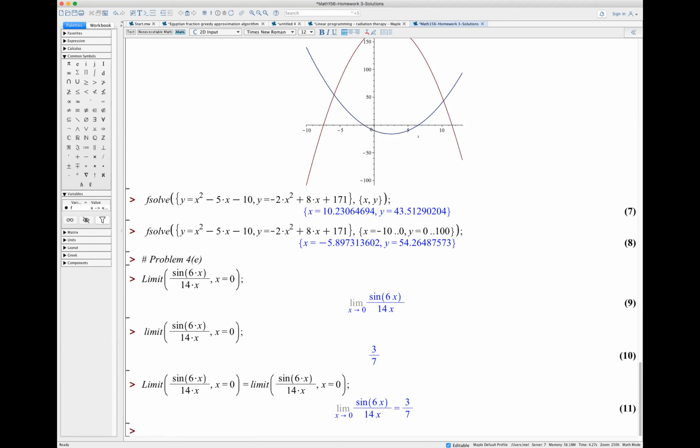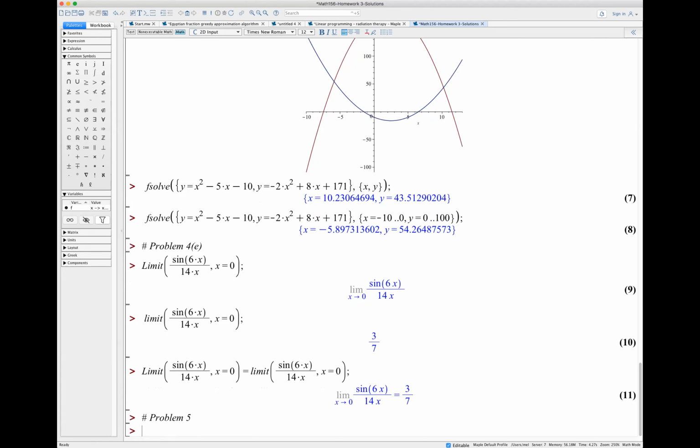Let's look at problem 5. Have to remember always to save your work frequently. So let's save it. Problem 5 is the derivative. Again, there's one command for the derivative. Well, actually, there's two, but one for the derivative of a function.